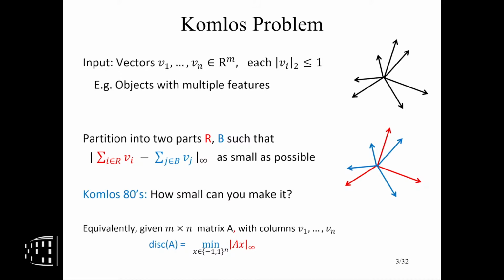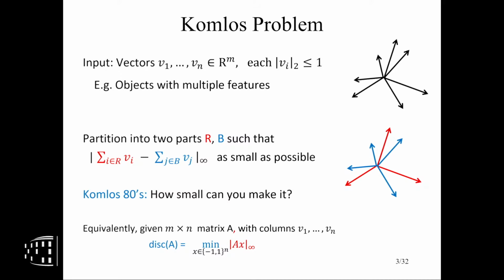Not quite. So the coordinate directions, yes. People look at all kinds of variants, but we'll focus on coordinate. Good question. Actually, Komlós asked in the 80s already how small can you make this if I give you arbitrary vectors?